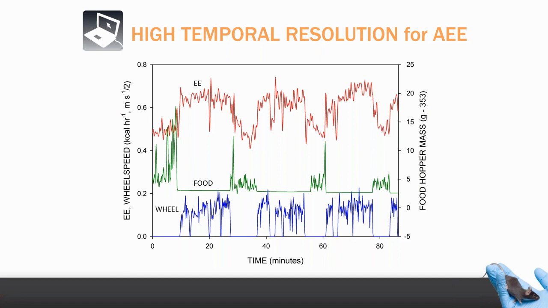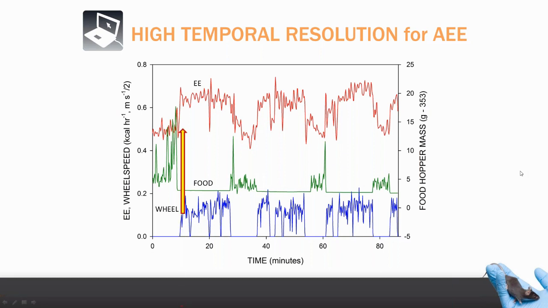So now we can actually make really good use of the temporal resolution. For example, we can look at activity energy expenditure of the kind that you would normally need a treadmill to measure. If you see here on this graph, we have in blue the wheel running speed, and in red we have the energy expenditure. And this is all perfectly synchronized. You can see, for example, here the wheel running and energy expenditure.